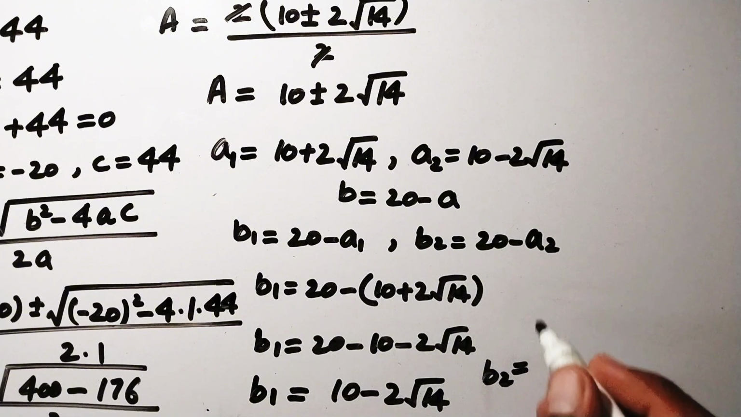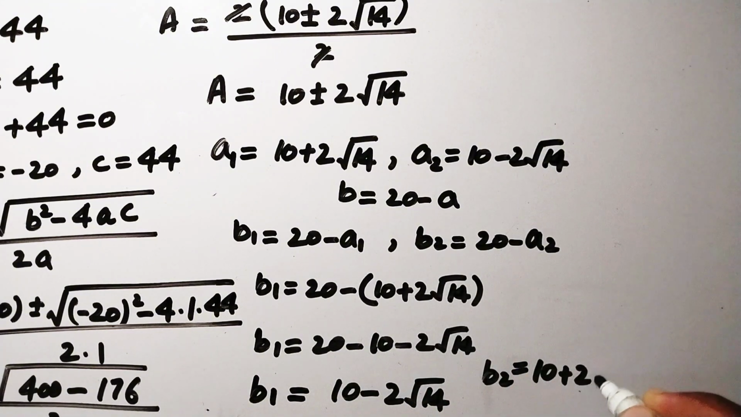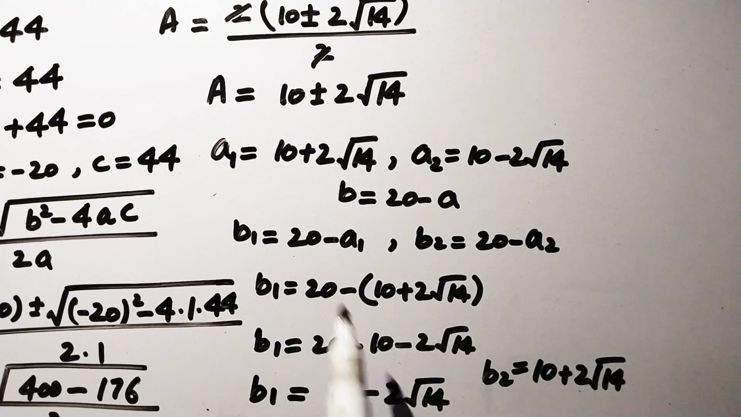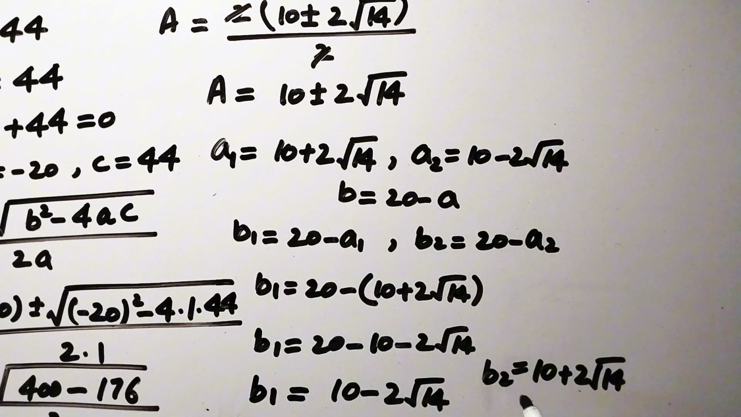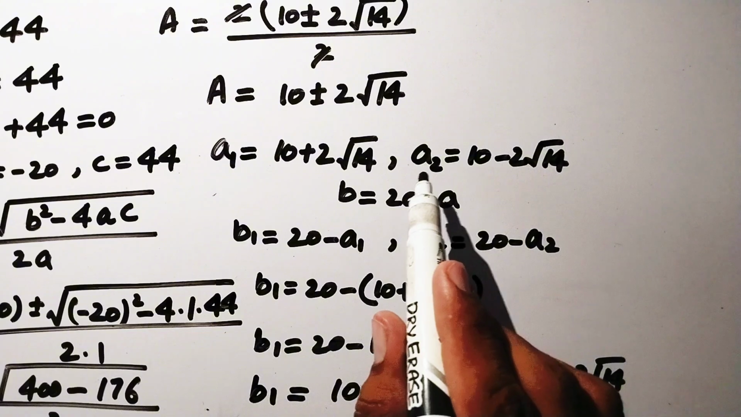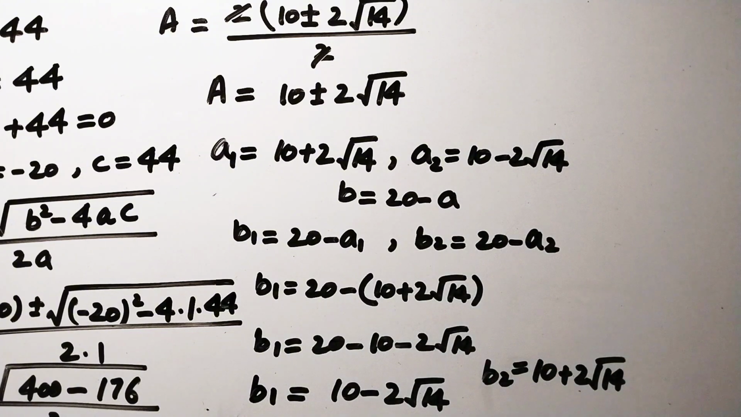b2 will be equal to, by using the same procedure, here we will get 10 plus 2 times root of 14. Here we have gotten two values of a and two values of b. Here this is the value of a1, here it is the value of b2, and here the value of a2 is the value of b1.